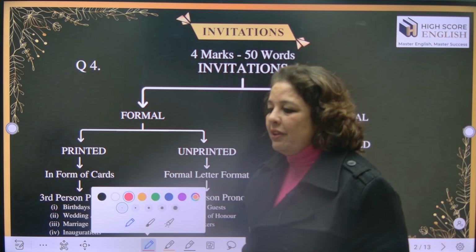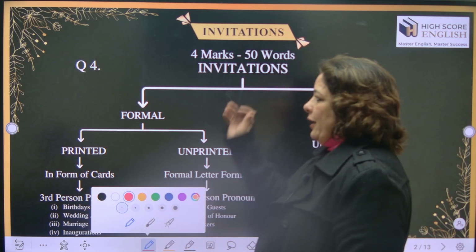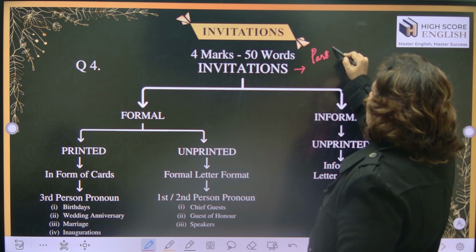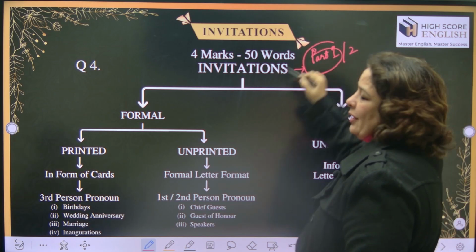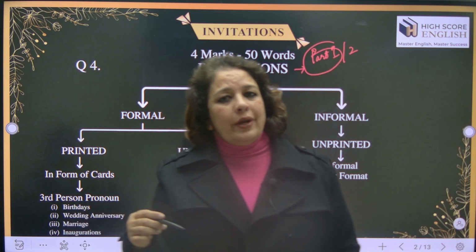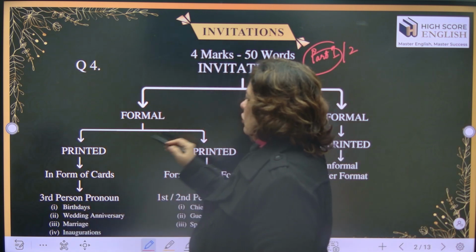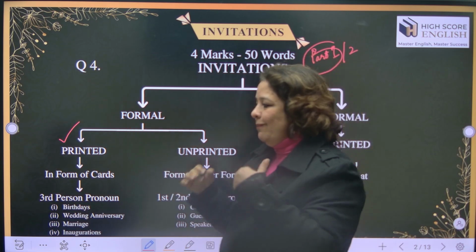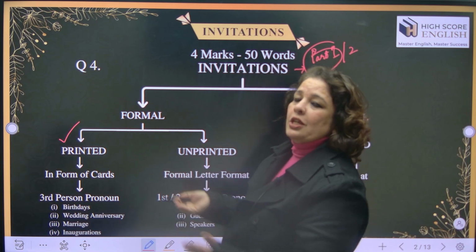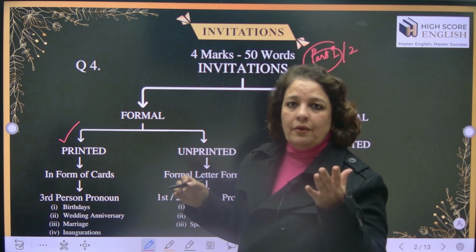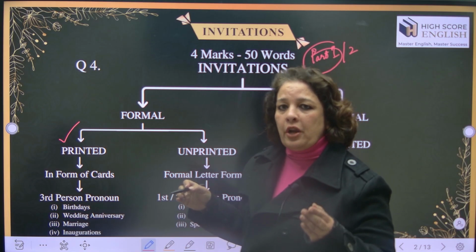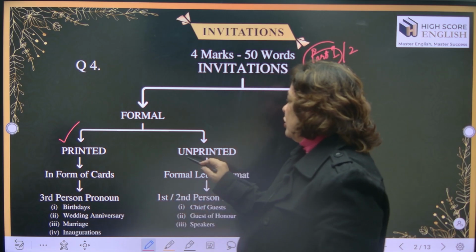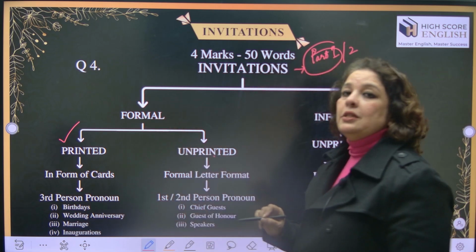In the previous recording, that is part 1, I told you that this topic is going to come in two parts, part 1 and part 2. Part 1 I have done with you, and the video has already been uploaded also. In that we did the formal printed invitation. I'm not going to waste much time on formal printed invitation. It is just, you can say, cards. We have to write in form of cards, third person pronoun. And after having done this topic in details, now we are switching over to formal unprinted invitation.